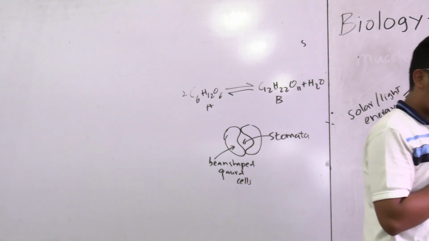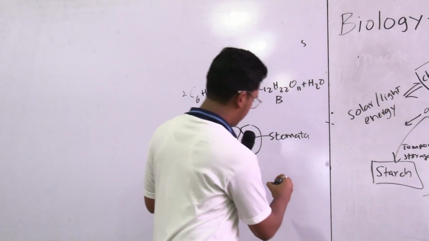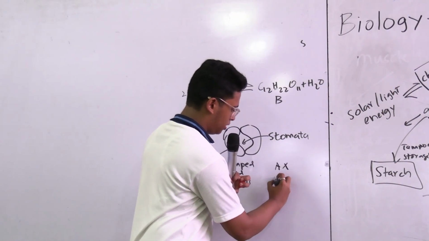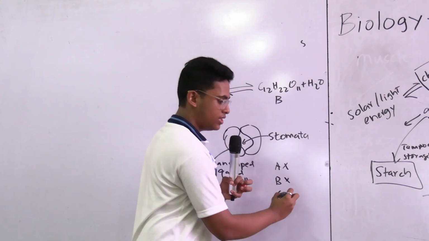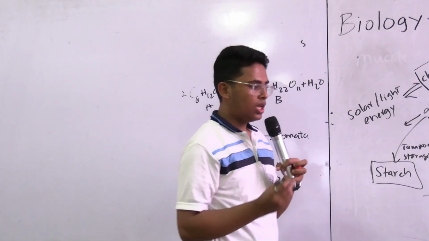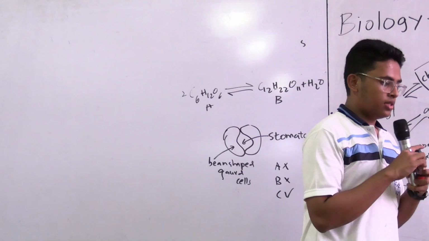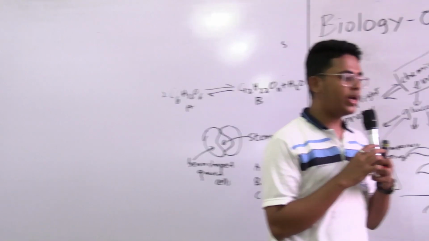Okay, so the C statement is correct. So we'll see. A statement is false. B statement is also false. C statement is correct. Gases entering the plants diffuse into the cells through intercellular spaces.